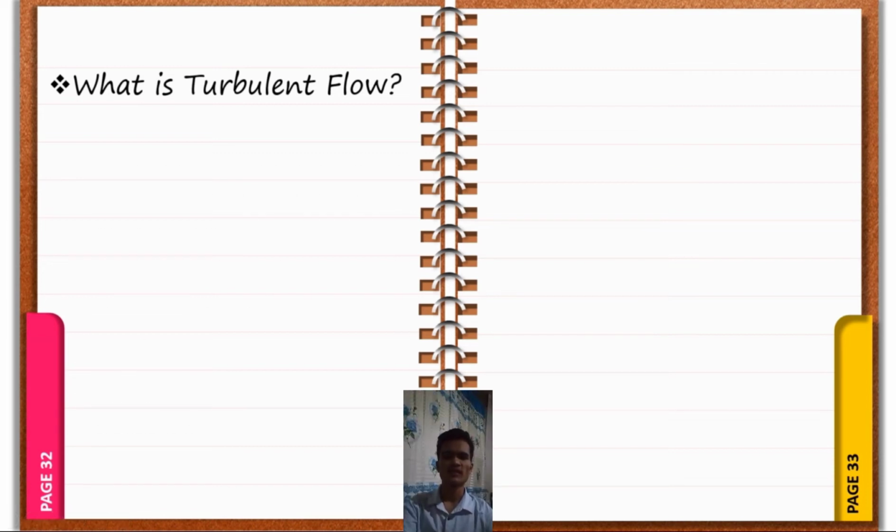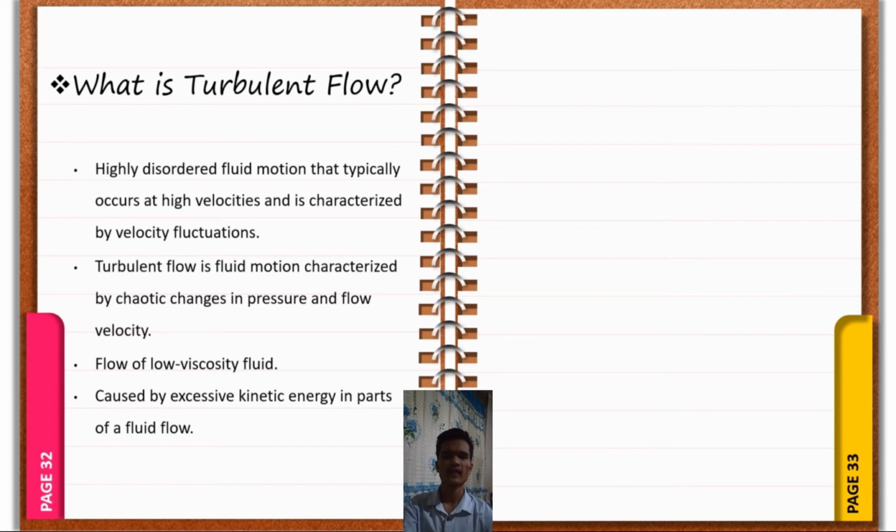So, what is turbulent flow? Turbulent flow is a highly disordered fluid motion that typically occurs at high velocities and is characterized by velocity fluctuations. When we say velocity fluctuations, it is the irregular movement of fluids, shifting back and forth or up and down.